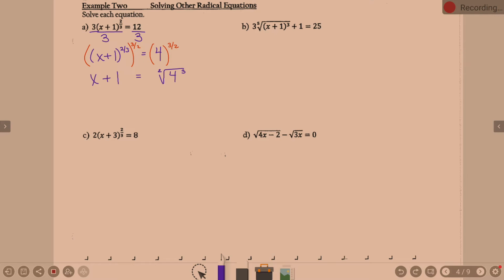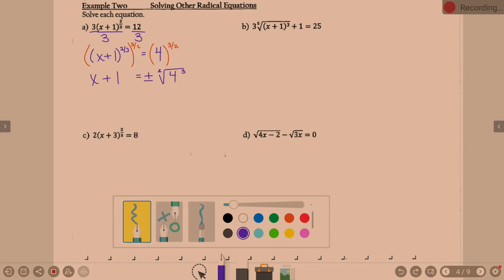Now, there's one catch I need to throw in right here. We technically just did what to both sides? We raised them to the 3/2, which means we took the square root of both sides. I don't know if you remember this from first semester. When you take the square root of both sides, what do we have to put in front of this right side here? Plus or minus. And that is because we took the square root.